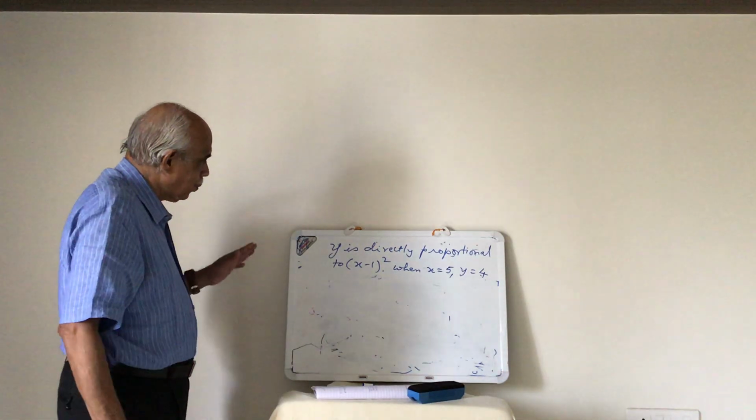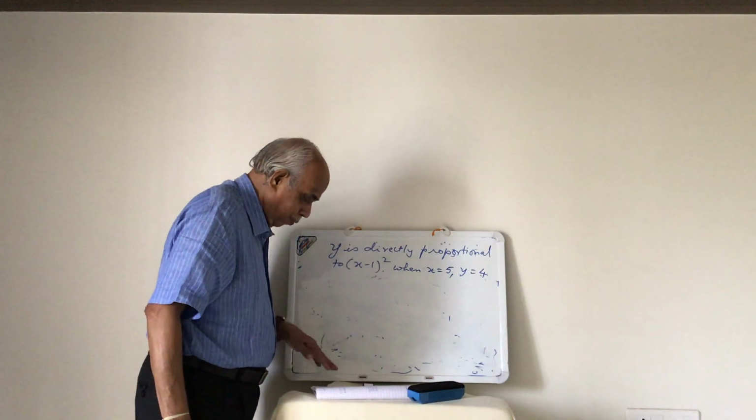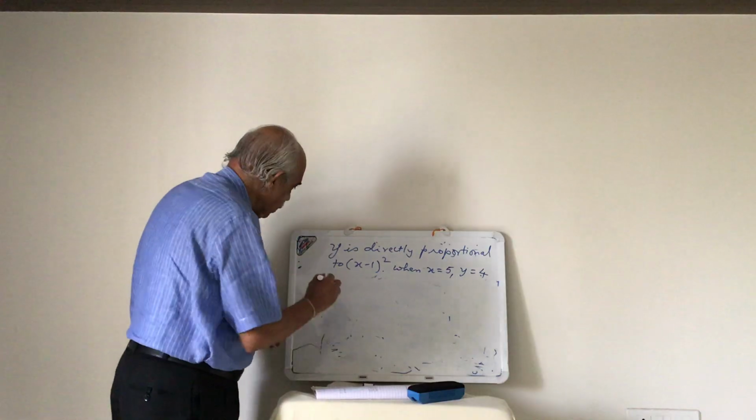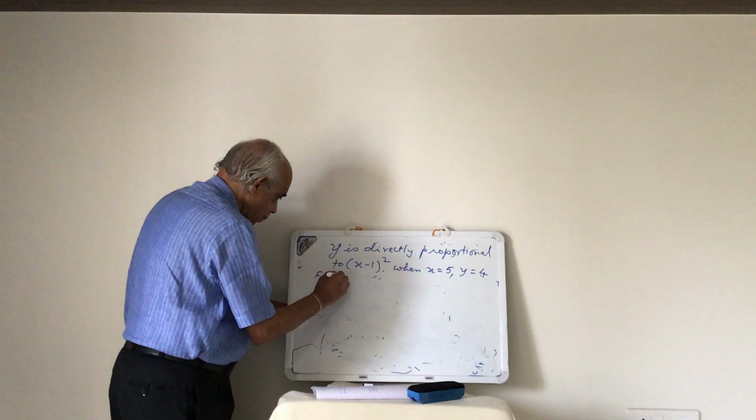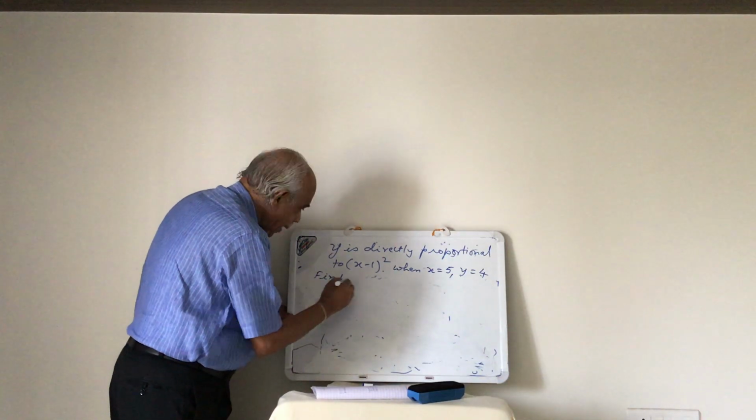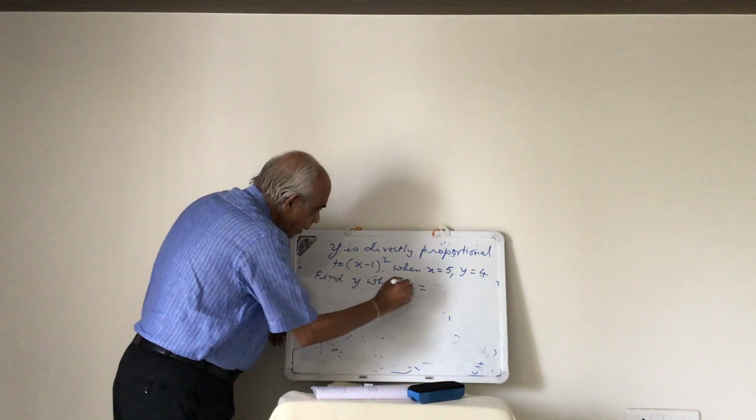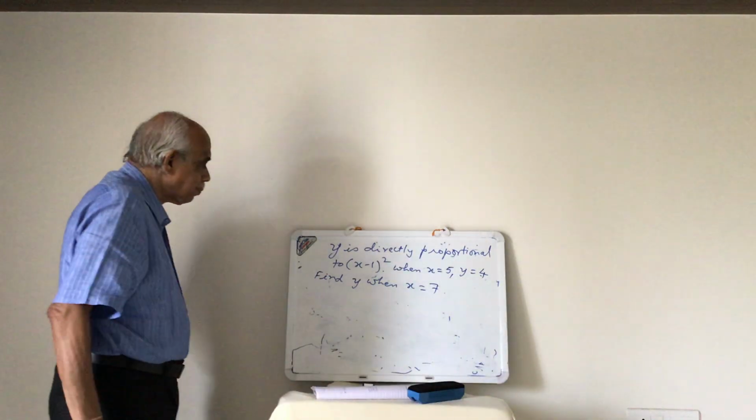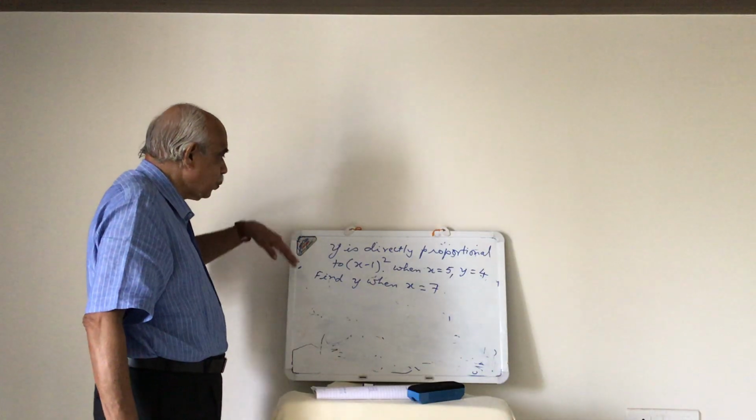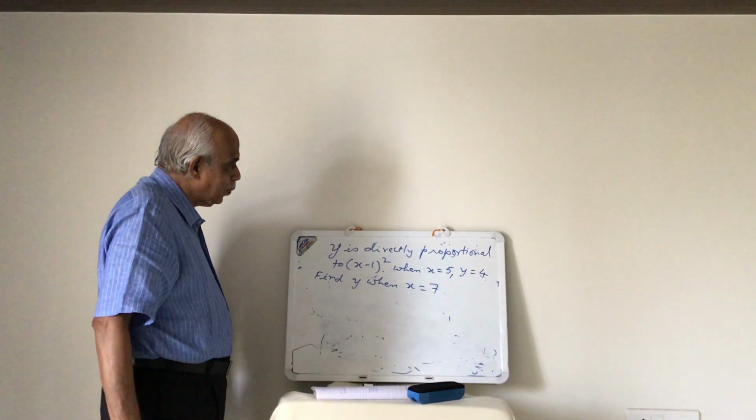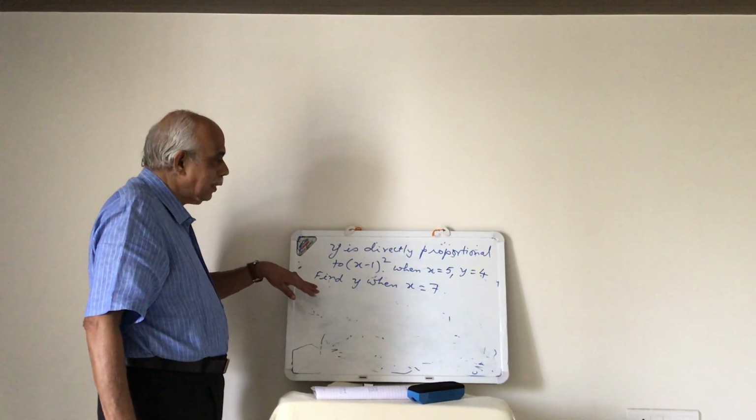Okay, so the question is, y is directly proportional to x minus 1 whole square. When x is equal to 5, y is equal to 4. Now this is the statement and this is the question: find y when x is equal to 7. Okay, fine. So this is the statement given, y is directly proportional to x minus 1 square. When x is equal to 5, y equal to 4, that is additional information. Now the question is find y when x is 7.